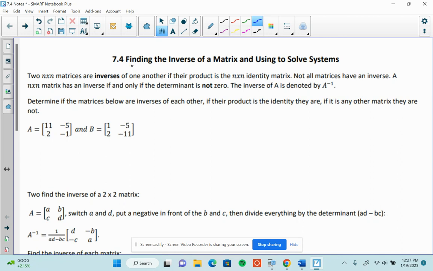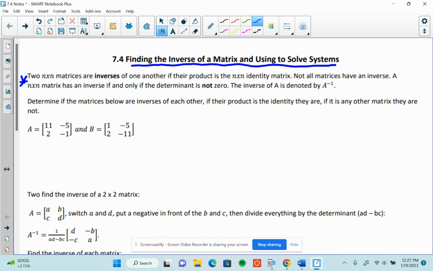Welcome. This video is going to talk about finding the inverse of a matrix and then using the inverse of the coefficient matrix to solve a system of equations. First, we need to understand what we mean by the inverse of a matrix.